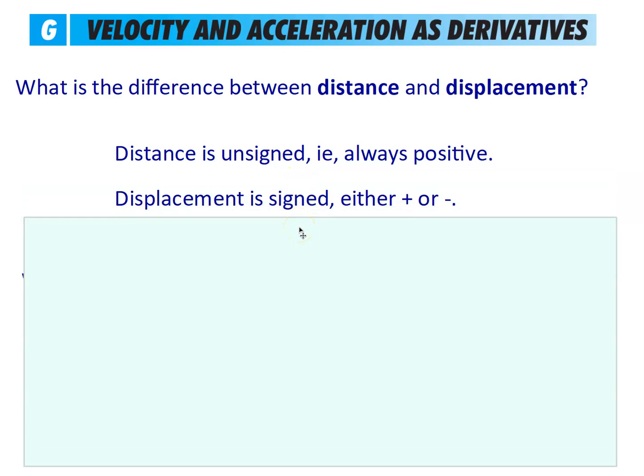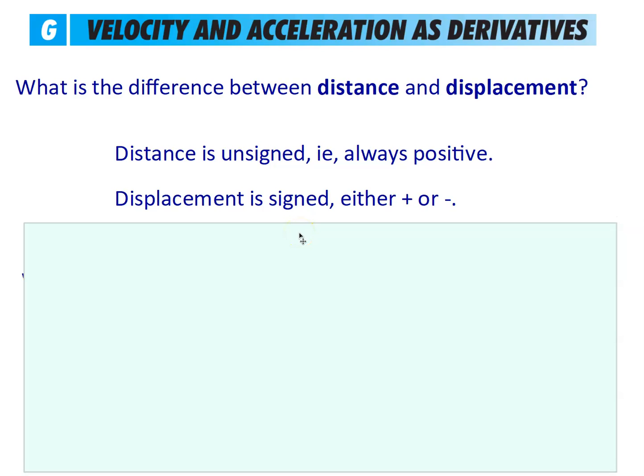Displacement, on the other hand, can be positive or negative. So in other words, it's not just how far you've traveled, but it's also the direction. So the displacement of the shop from my house could be plus 2 kilometers. Then the displacement of my house from the shop is going to be minus 2 kilometers. So with displacement, the direction of travel is also important.